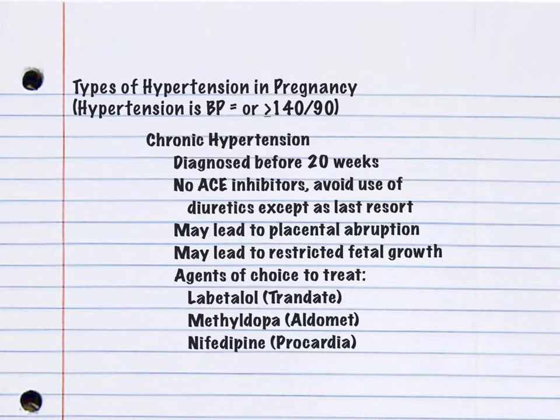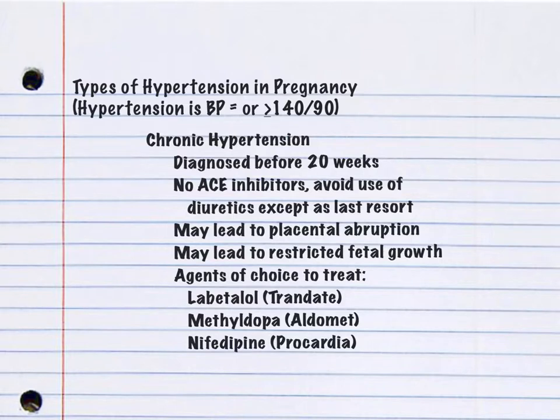And the last agent that we use routinely is Procardia, also known as nifedipine. It is a calcium channel blocker. Interestingly enough, it also has a mild tocolytic effect, although we'll talk a bit more about tocolytics when we talk about labor at risk and preterm labor. But Procardia also can increase the blood supply through the placenta to the fetus. So those are some agents that we use to treat hypertension in pregnancy.